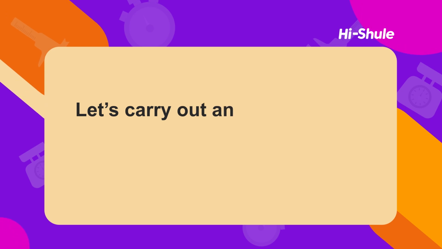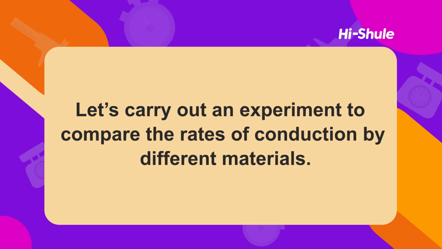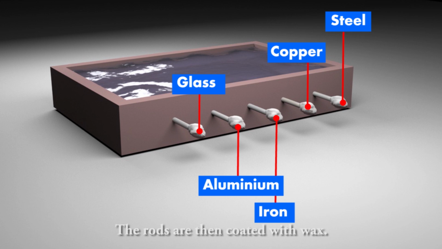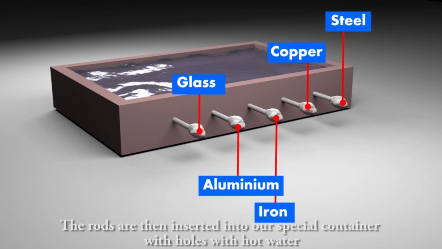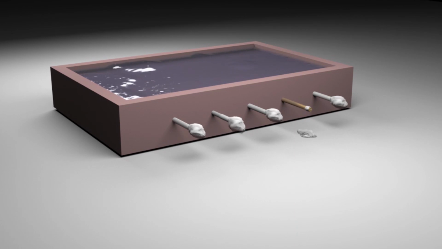Let's carry out an experiment to compare the rates of conduction by different materials. We are going to use equal rods of glass, aluminium, iron, copper, and steel. The rods are then coated with wax. The rods are then inserted into our special container with holes and hot water. The wax melts off the rods. However, different quantities of wax melt off each rod.